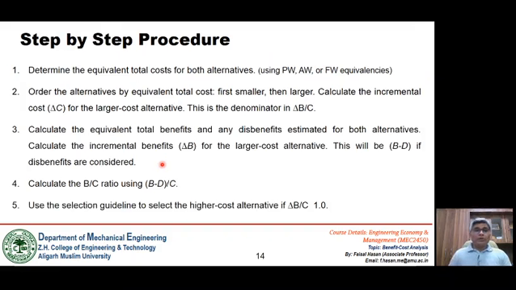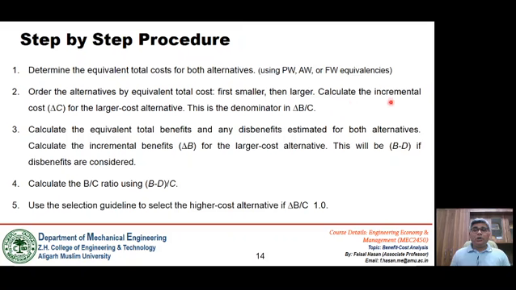Now the process is somewhat what we discussed in part 1 of this lecture. But here, first of all, on similar lines, we determine the equivalent total cost for both alternatives using present worth, annual worth or future worth equivalencies, as we did in the previous case. Order the alternatives by equivalent total cost: the least cost is written first and the project with the highest associated cost is written last, that is, first smaller, then larger, and so on.